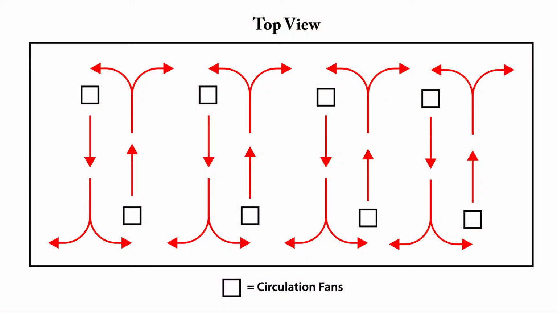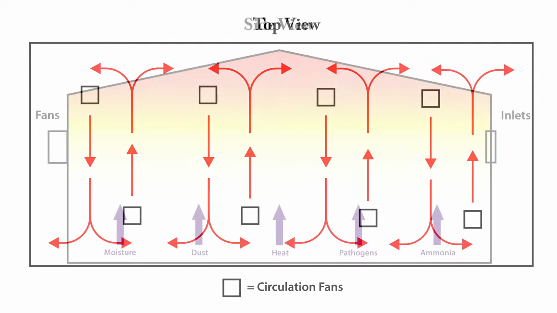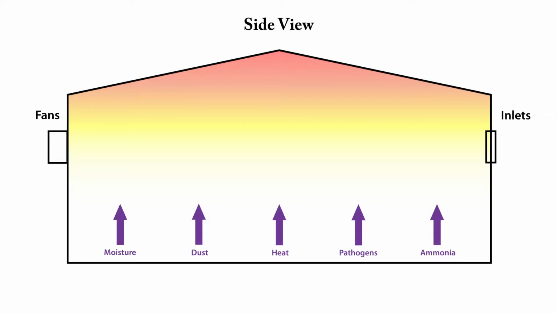The purpose of circulation fans is to balance the barn, suspend moisture, and mix the air throughout the barn. The higher the volume of air, the more moisture is pulled off the floor, suspending it to be exhausted out.